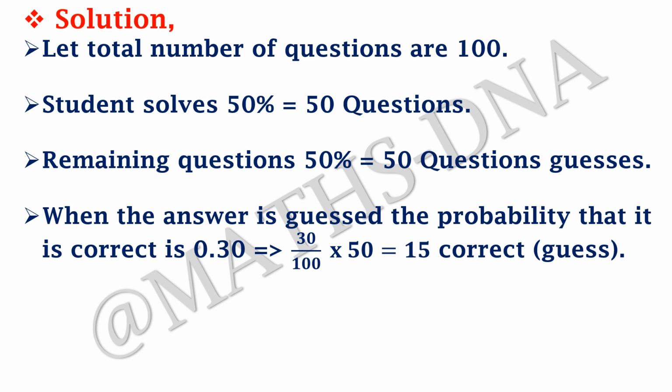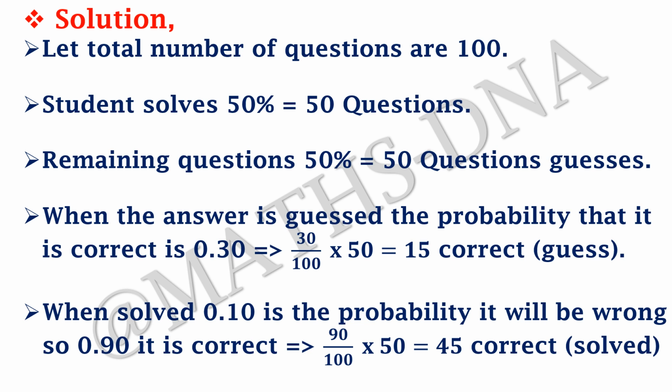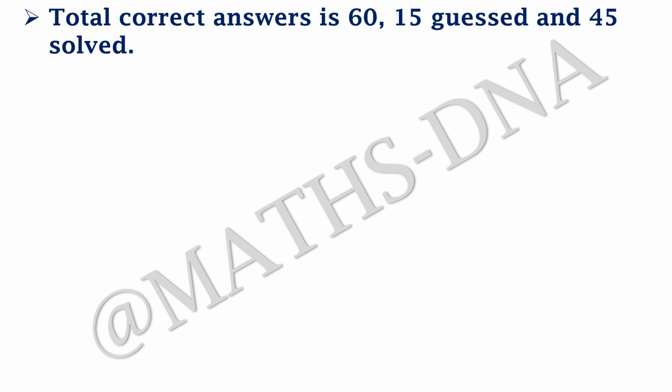It is also given that when the answer is guessed, the probability that it is correct is 0.3, which means that out of 50 questions, there is a 30% chance that the answer is correct, which means that 15 answers are correct out of those 50 questions. And also it is given that when solved, 0.10 is the probability it will be wrong. But remember, we have to find the correct one, which means that 90% is the chance that when the student has solved the question, the answer is correct, which means that out of 50 which he or she has solved, 45 answers are correct. This gives us the total correct answers, that is 60: 15 that are guessed and 45 that are solved.